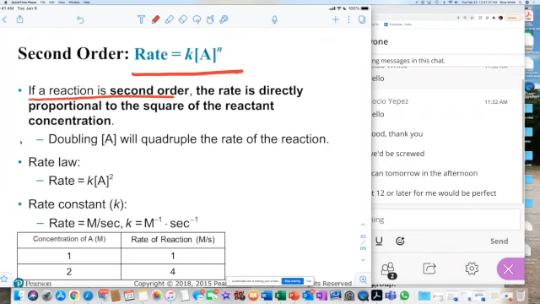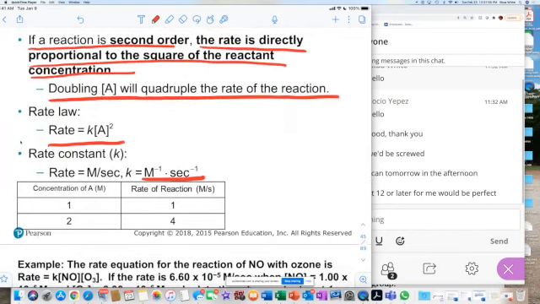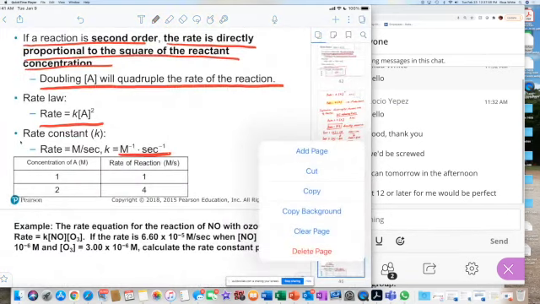If a reaction is second order, the rate is directly proportional to the square of the reactant concentration. That's what we got. That's why doubling A will quadruple the rate of the reaction. Okay, this is what the rate law looks like, and this is a unit for the constant, and this is the implication. So let me go over that real quick, and then we'll start working problems.